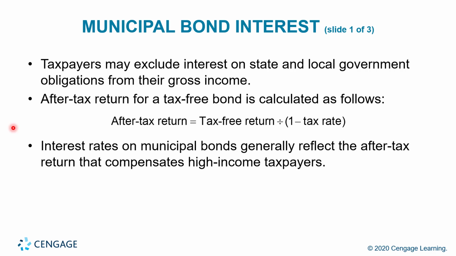Municipal bond interest. Taxpayers may exclude interest on state and local government obligations from their gross income. The after-tax return for a tax-free bond is calculated as follows. Your actual after-tax return is equal to the tax-free return divided by 1 minus the tax rate. And so interest rates on municipal bonds generally reflect the after-tax return that compensates high-income taxpayers.